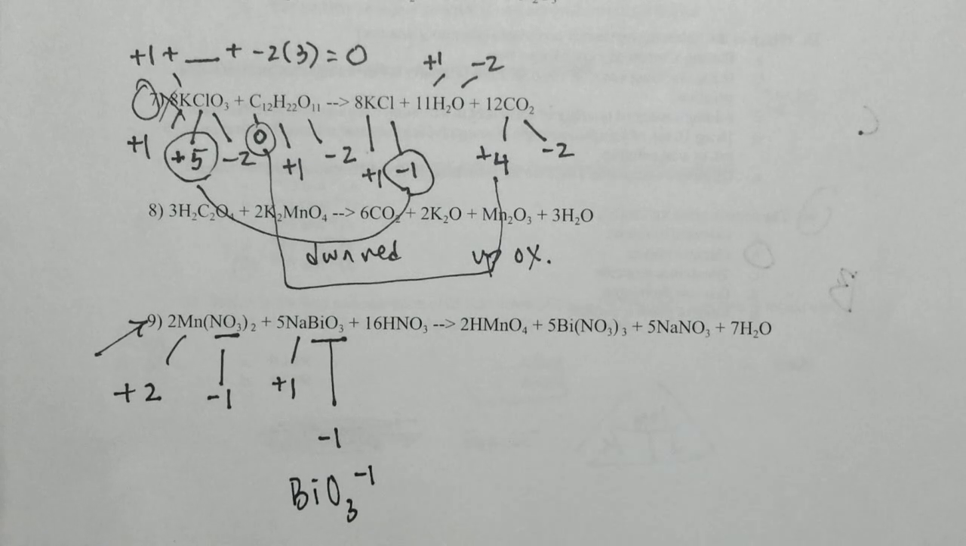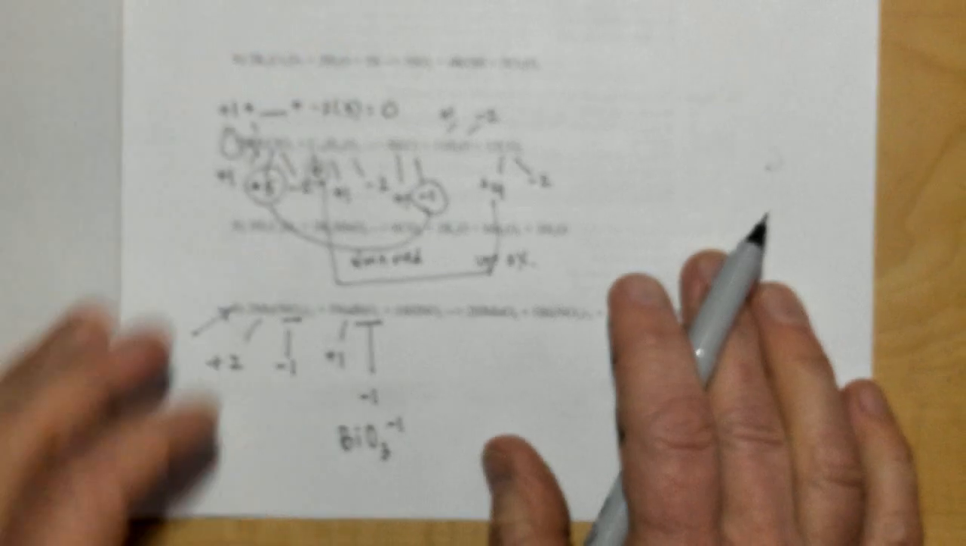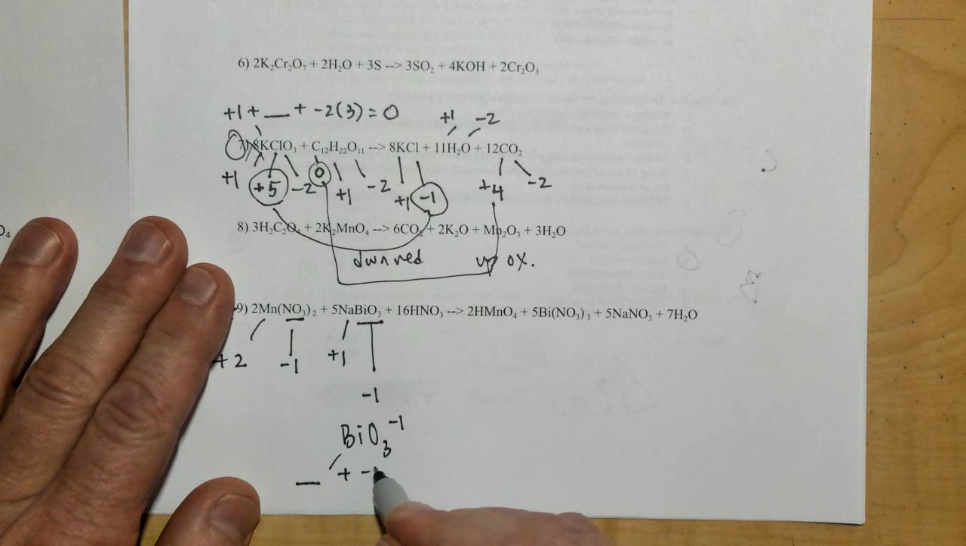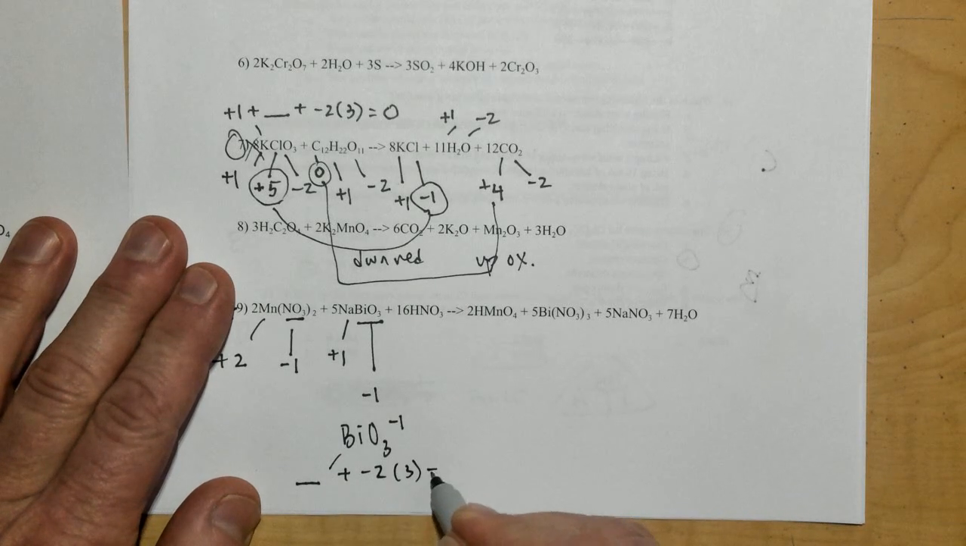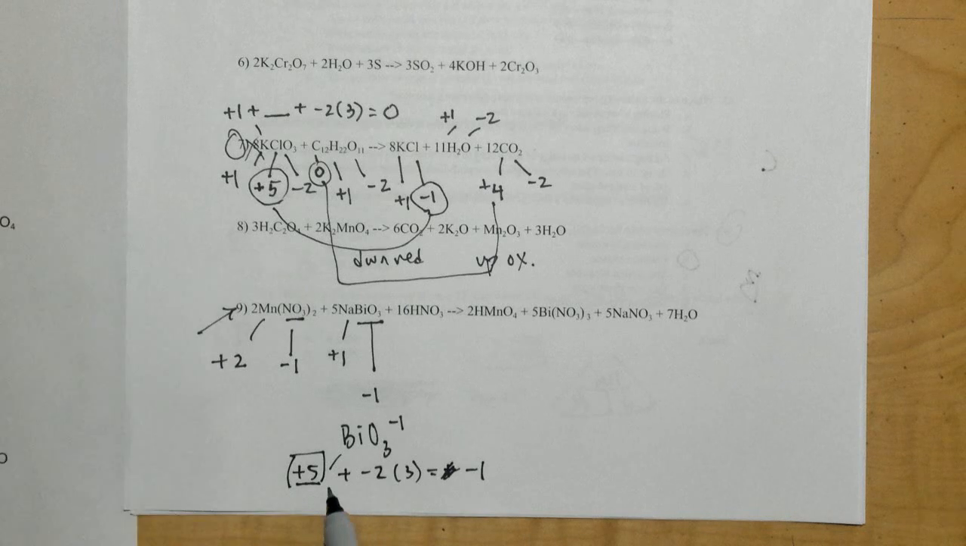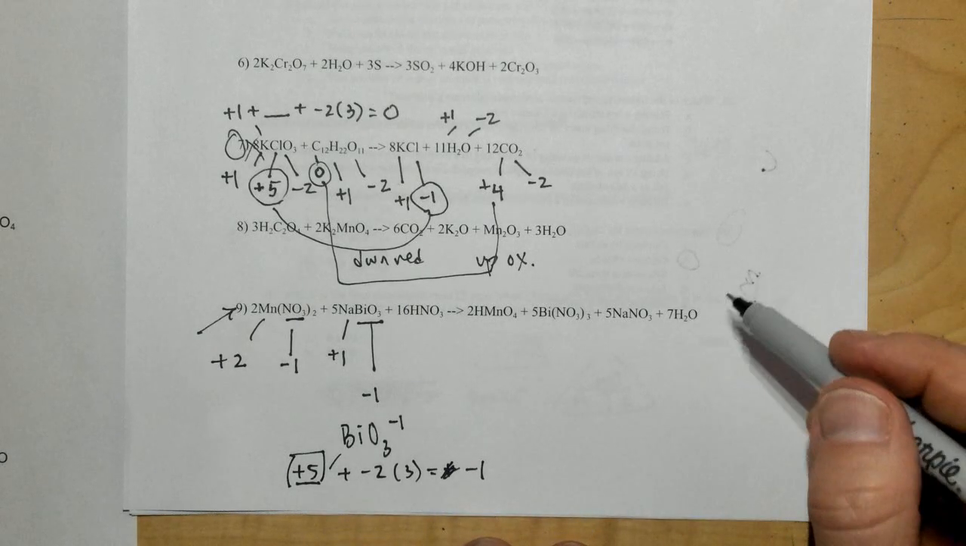BiO3, a -1 charge. Zoom out just a little bit so I have a tiny bit more room. Bismuth must be some charge. Oxygen's -2. There's 3 of them. It's got to add up and equal -1. So that means bismuth must be +5 on this side. Okay? I notice that bismuth is with something else on this side, so maybe it's going to change.